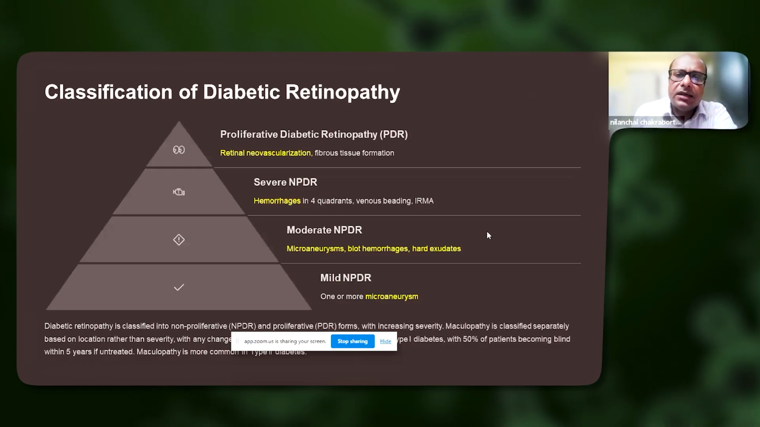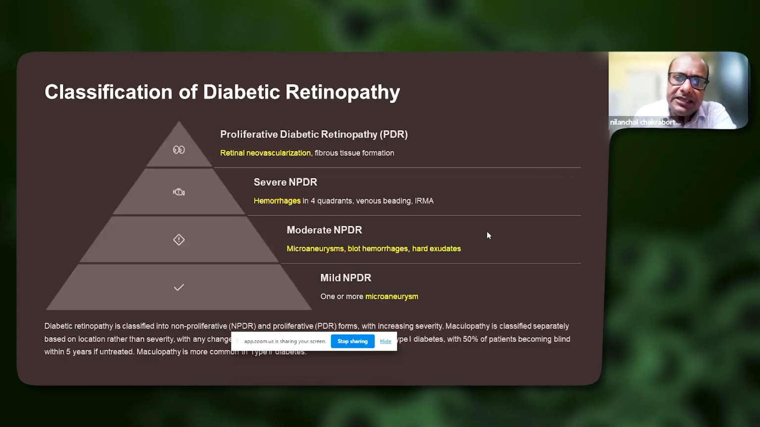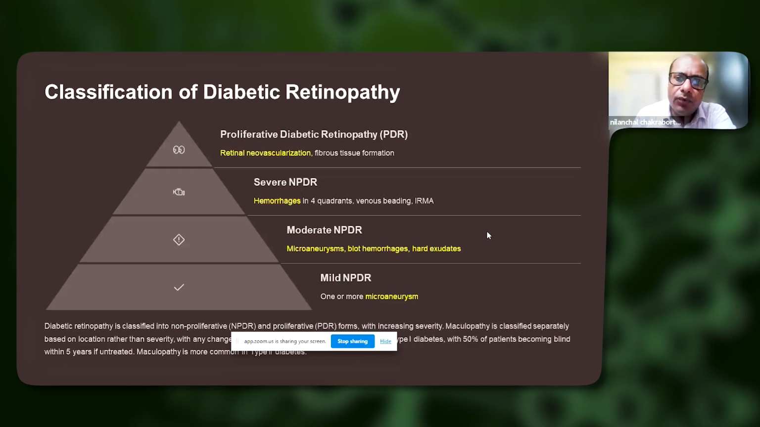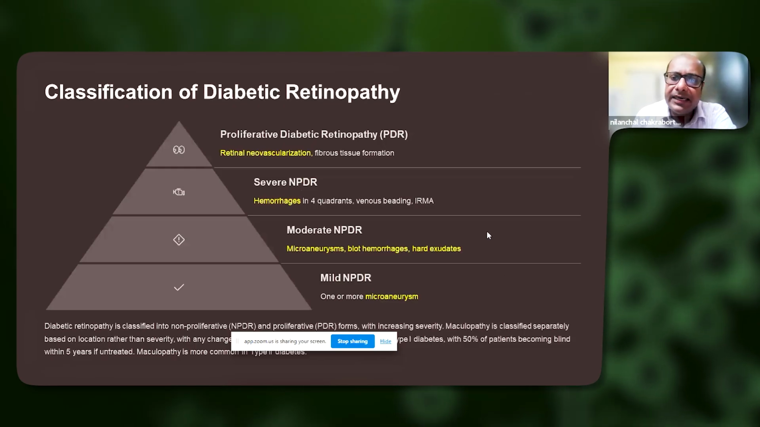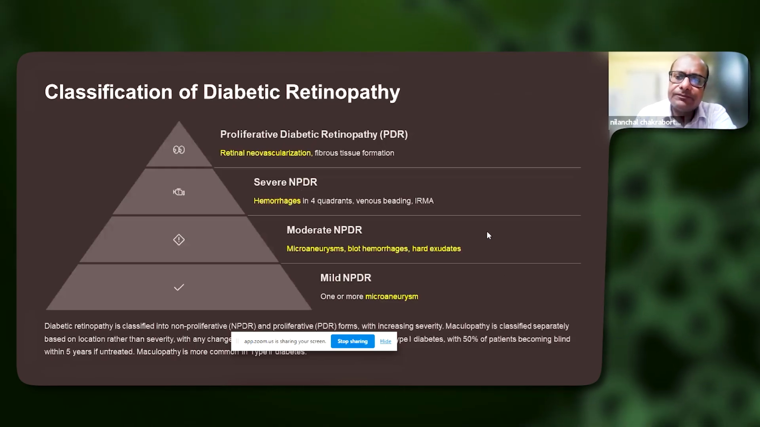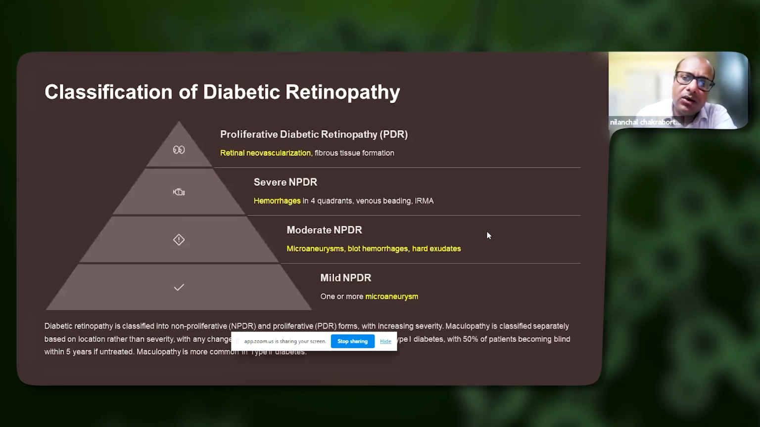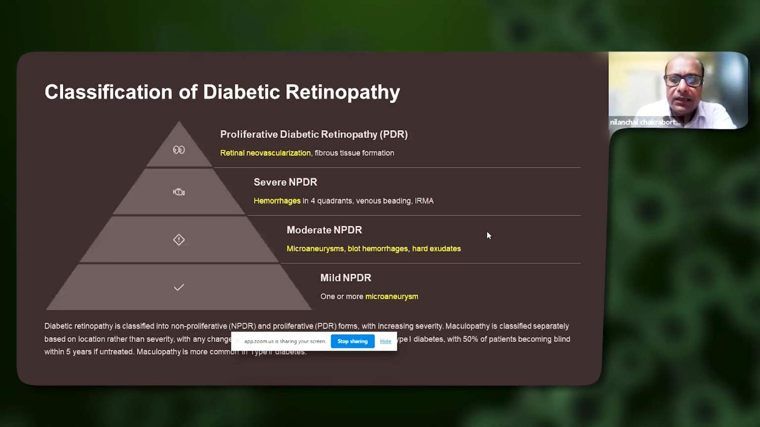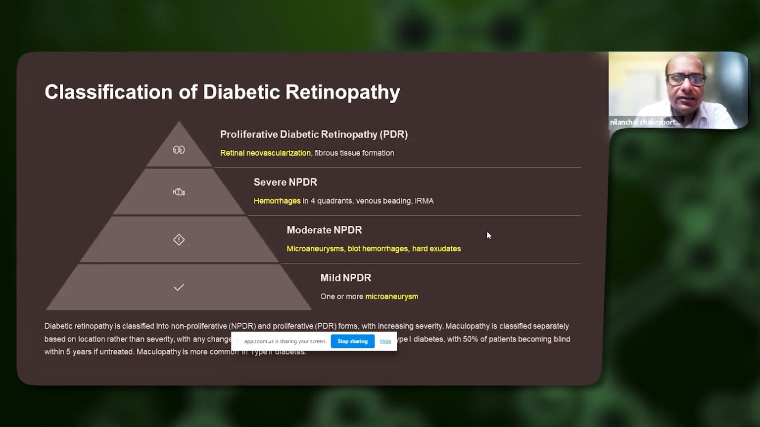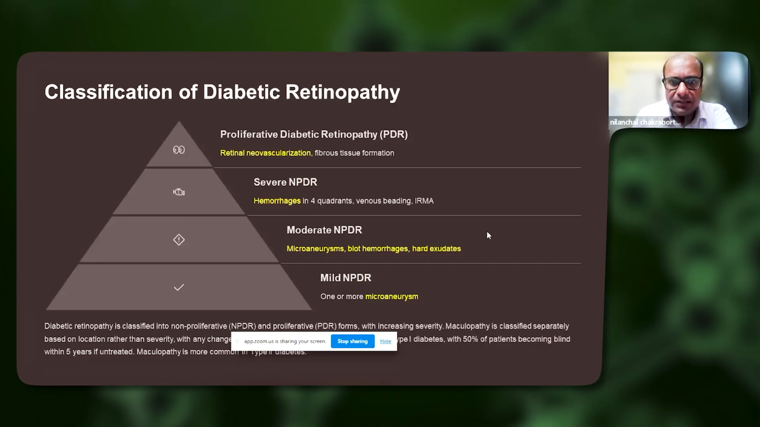retinopathy. Less than that is severe NPDR, where hemorrhages occur in 4 quadrants. Moderate has microaneurysm, blood hemorrhages, hard exudates in less than 4 quadrants. And if there is one or more microaneurysms, it is mild non-proliferative diabetic retinopathy.